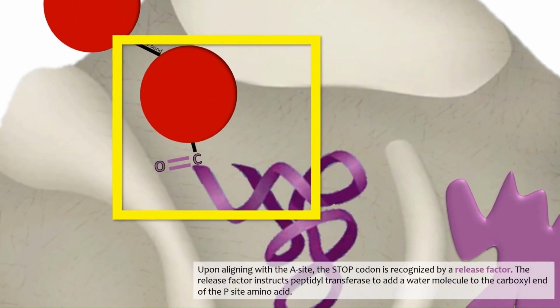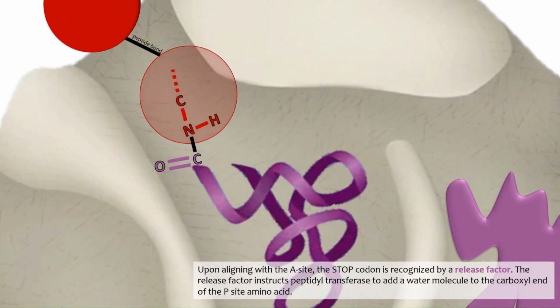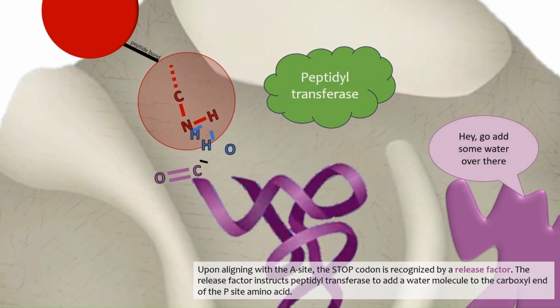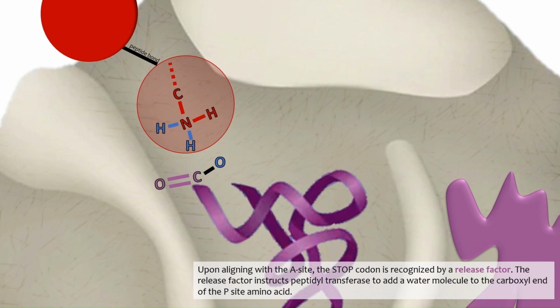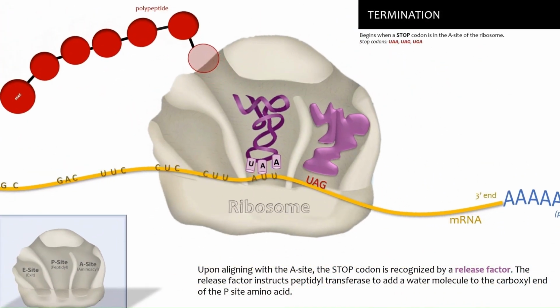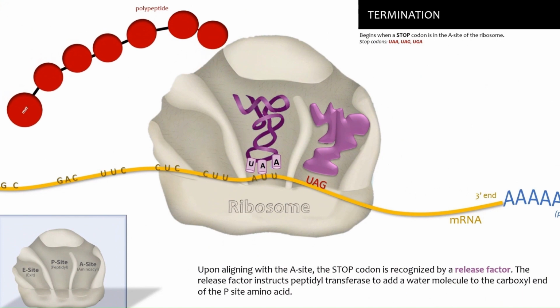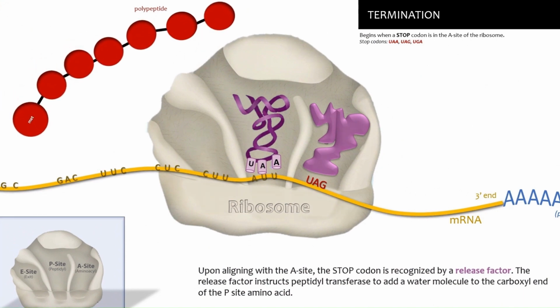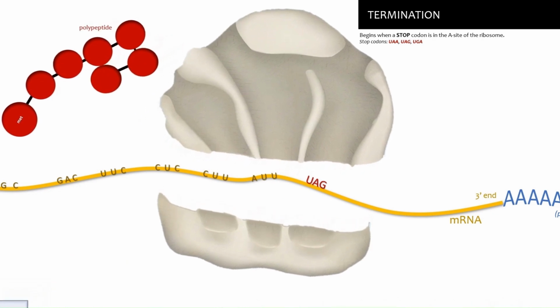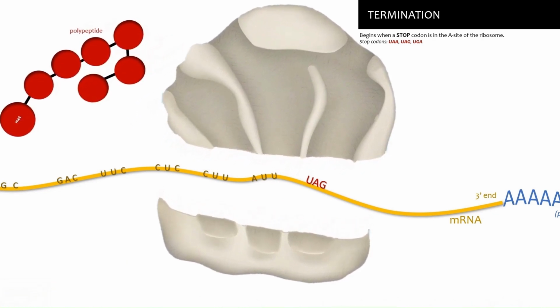The release factor instructs peptidyl transferase to add a water molecule to the carboxyl end of the P site amino acid. This reaction forces the P site amino acid to then detach from its tRNA, and the newly made protein, or polypeptide, is released. The small and large ribosomal subunits then dissociate from the mRNA and from each other.